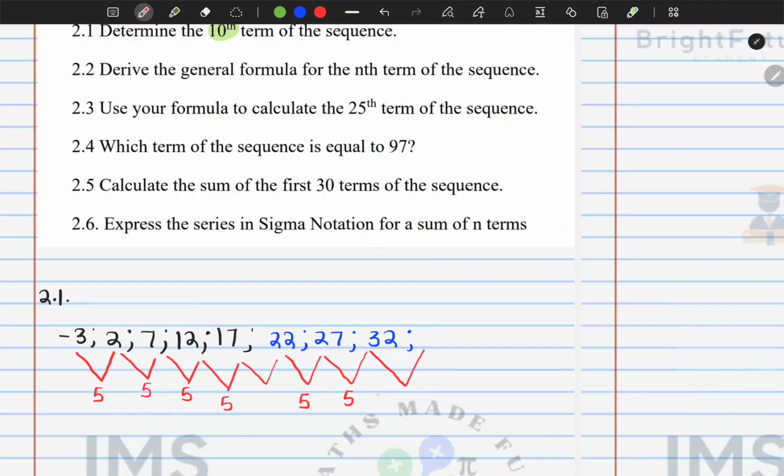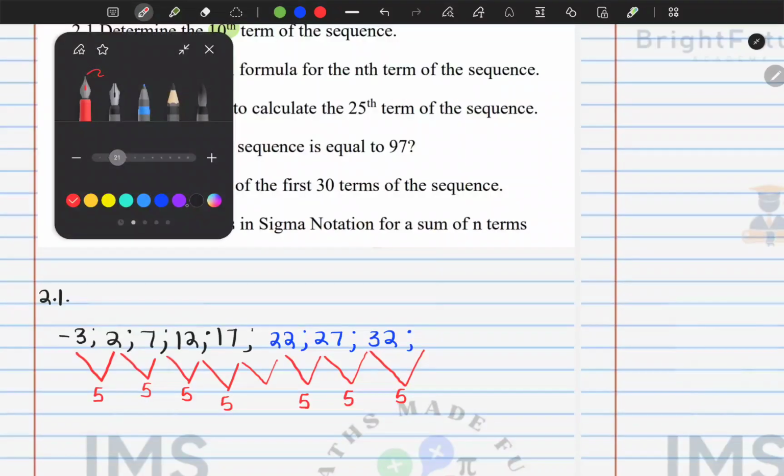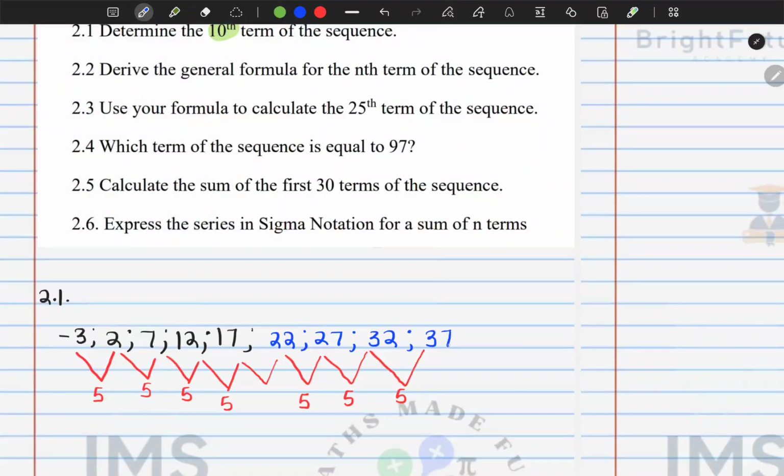So the difference is still a 5 and a 5. We just need to add another 5, and that becomes a 37, like that. Then let's have a look at how many terms we have now. 1, 2, 3, 4, 5, 6, 7, 8, 9. We are missing one term to get to term number 10.